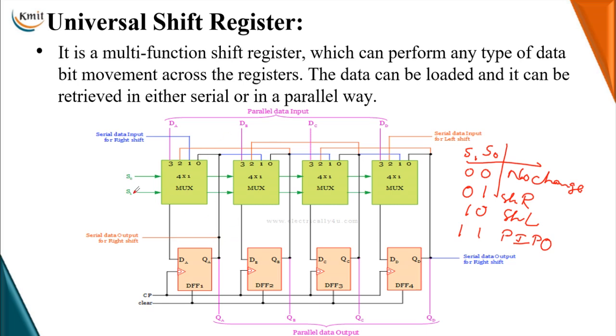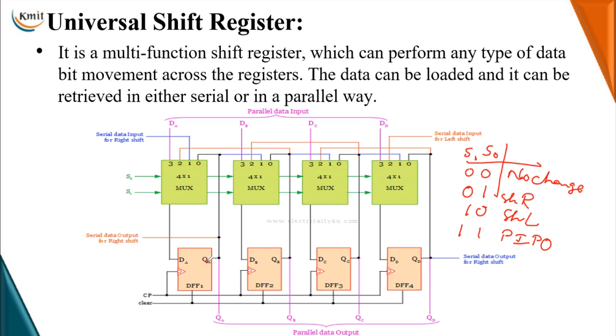Now S1 and S0 is 0 0. So we have connected this 0 input to the previous state of the same flip-flop. This 4 by 1 multiplexer belongs to the first flip-flop, the second one belongs to the second flip-flop, the third one belongs to the third flip-flop, and the fourth one belongs to the fourth flip-flop. So if it is 0 0, the first input of every multiplexer is selected. I don't want to change my next state, so the previous state has to be continued as your next state. So we connected QA as the first input of every multiplexer.